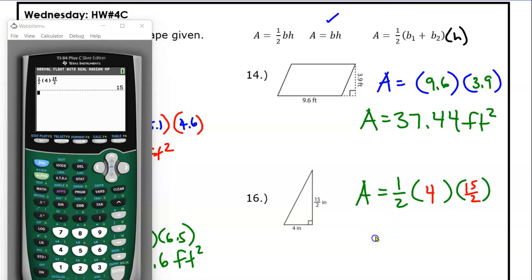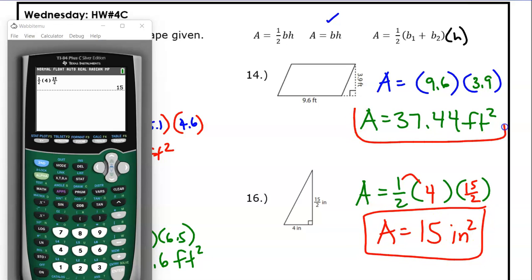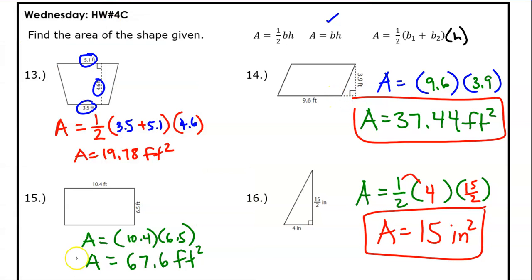The answer is 15. And that's because half of 4 is 2, and 2 times 15 is 30, and 30 divided by 2 is 15. And this one happens to be inches squared. Box all of our answers here, so they're easy to find.